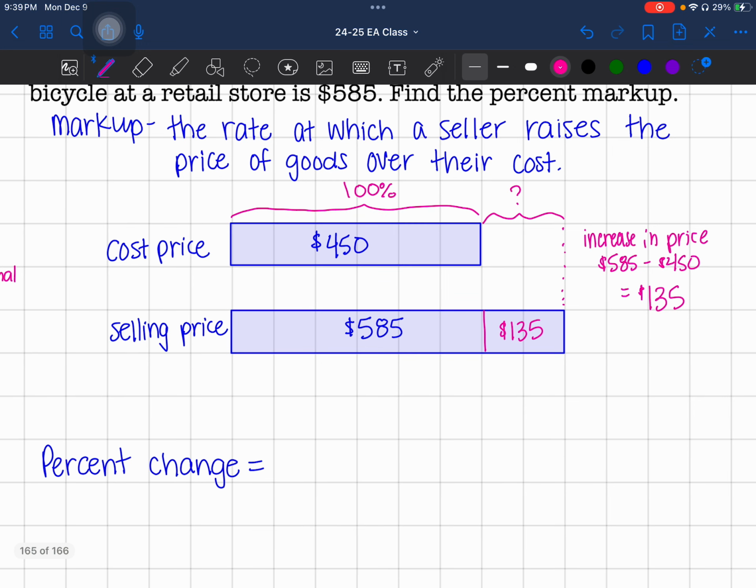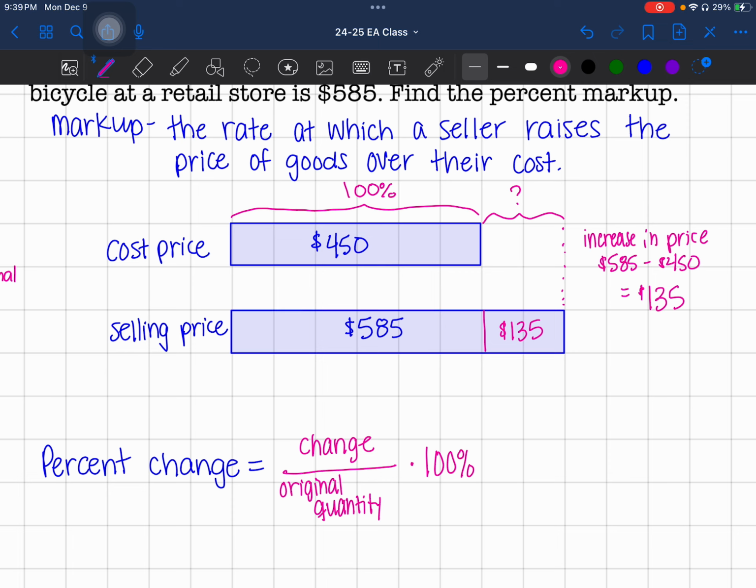So this is finding the percent change. Okay? So percent change is the change, divided by the original quantity, times by 100%.